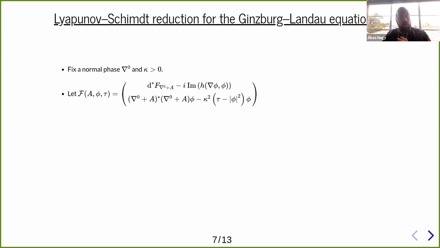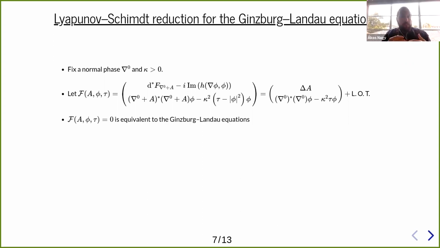So I'm going to call F(A, phi, tau) the left-hand side of the Ginzburg-Landau equation when you solve for 0. And this nabla in the supercurrent should also be nabla plus A. Before I go further, I want to say that if you expand this, you'll see that this equation looks like Laplacian of A in the first term and nabla star nabla minus kappa squared tau in the second component plus lower order terms. It's going to be important later. It's clear from the definition that when this calligraphic F is 0, then we have a solution of Ginzburg-Landau equations and vice versa. And of course, if I plug in 0 and 0, so A equals 0, phi equals 0, then I get a solution because those just correspond to normal phases.